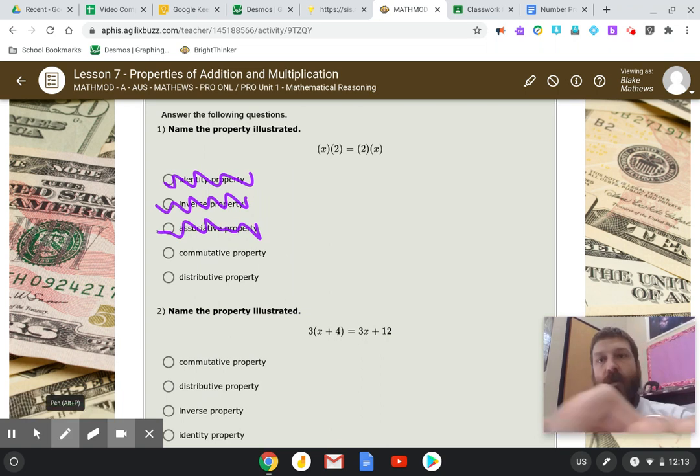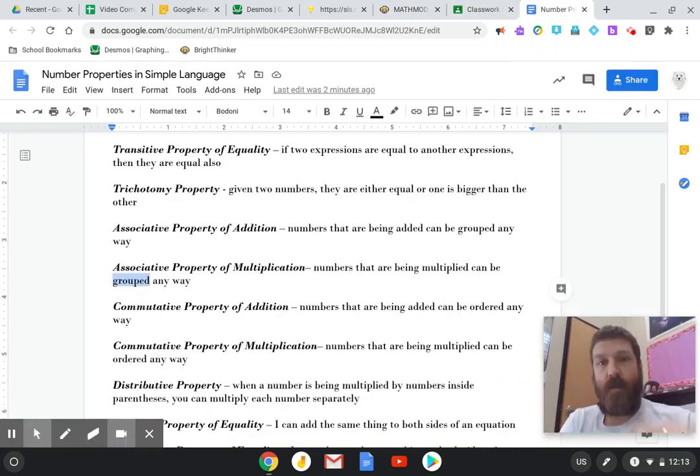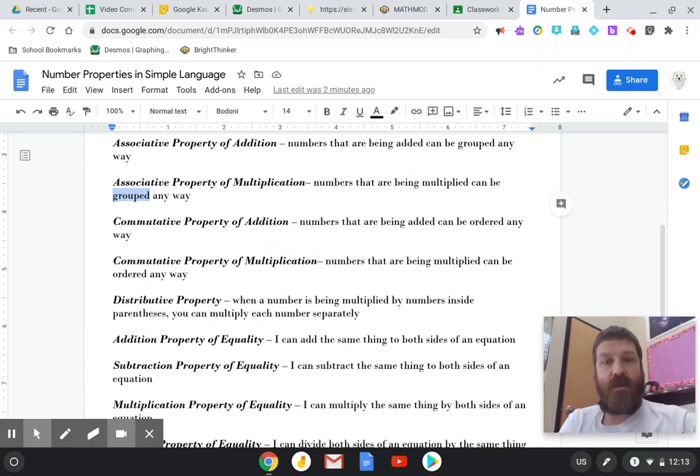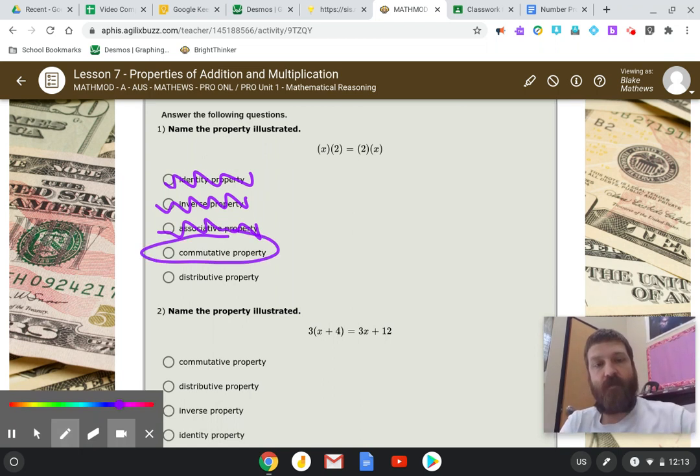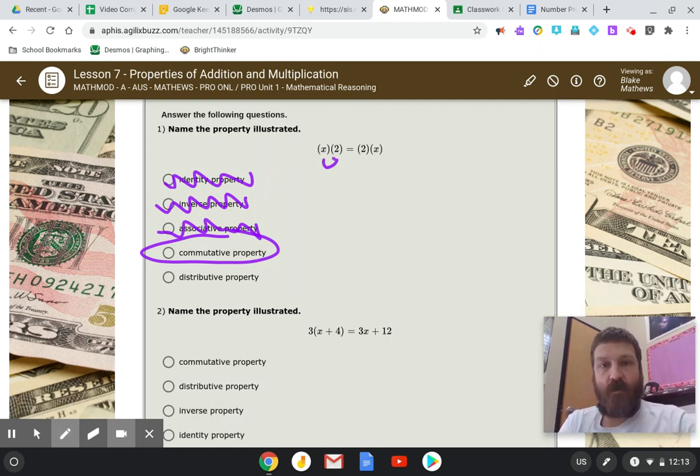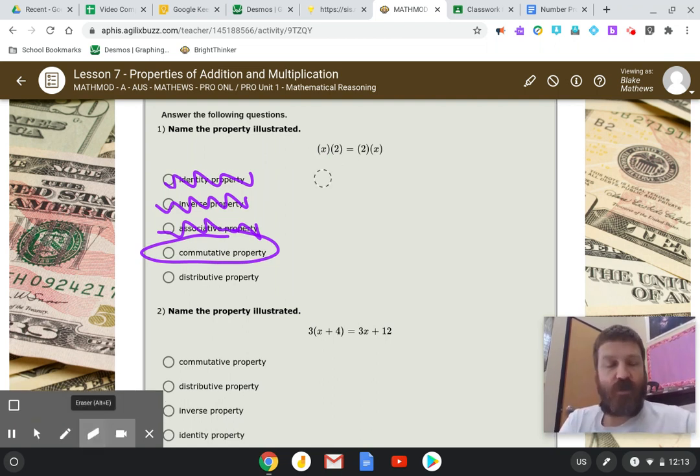Then we have the commutative property. The commutative property says that numbers being added can be ordered any way, or multiplied can be ordered any way. So the order of the numbers changes. And I think it's pretty clear that is what we have here. X times 2, 2 times x. The numbers have been switched where they are located in the expression. And it's clearly not the distributive property because we do not have a number being multiplied by a group of numbers, which is what we need to see if we were looking at distributive property.